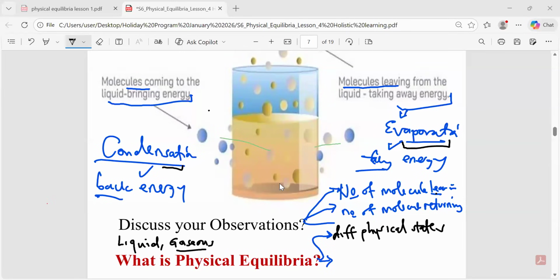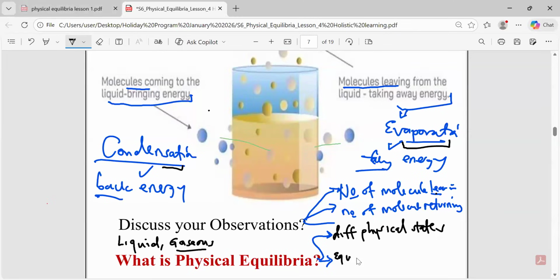Okay. Yes, please. Basing on the few diagrams and the questions we have answered, I think physical equilibrium is a state where opposing physical processes, like the ones she has stated, occur at equal rates, but after occurring at equal rates, there is no change in the system's composition. That's what I think.